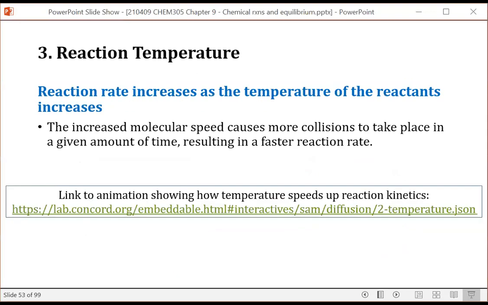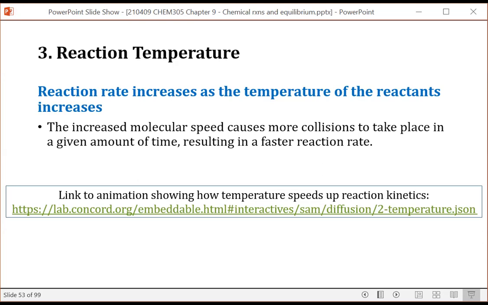Number three, we can change the reaction temperature. So the reaction rate is going to increase as the temperature of the reactants increases. And what's happening at the molecular level is that as you increase the temperature, you're increasing the kinetic energy. And so all of the reactant particles or molecules are going to be moving faster. And so you're going to have more collisions between them in any given amount of time.